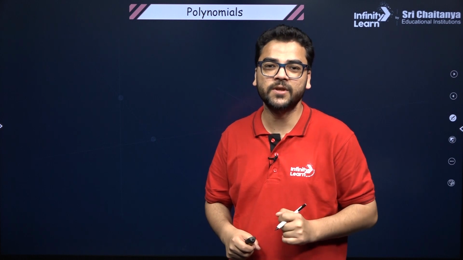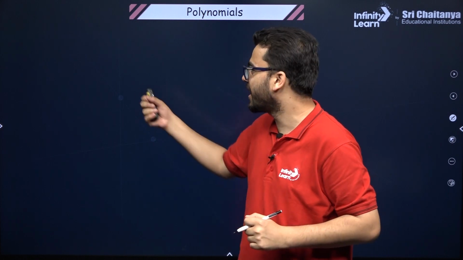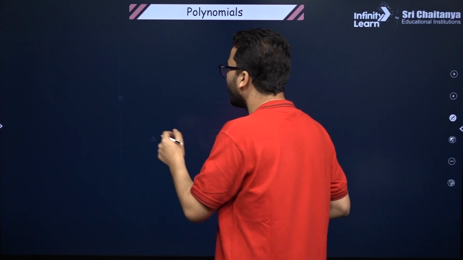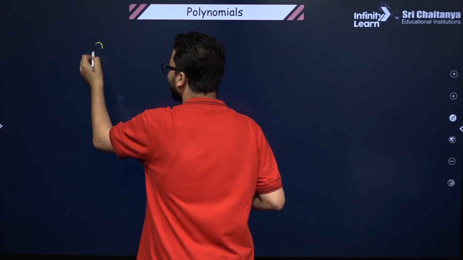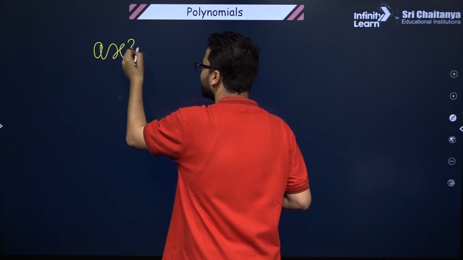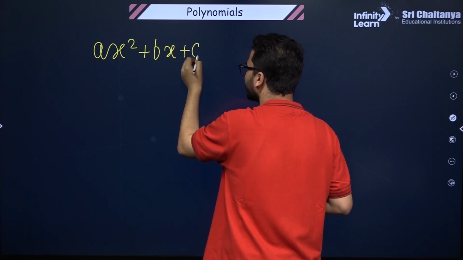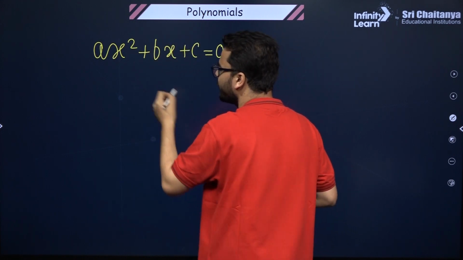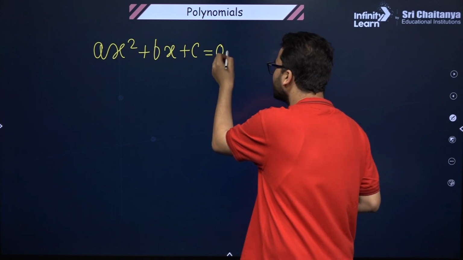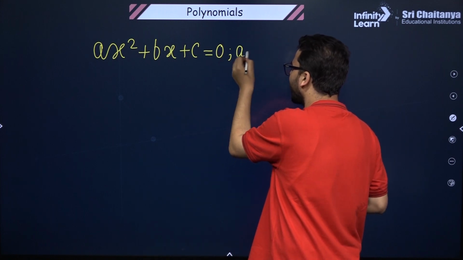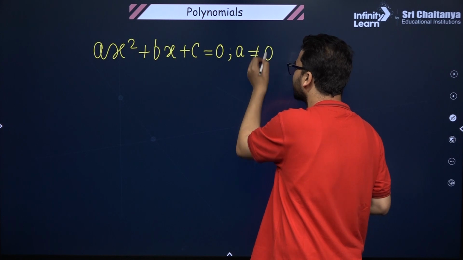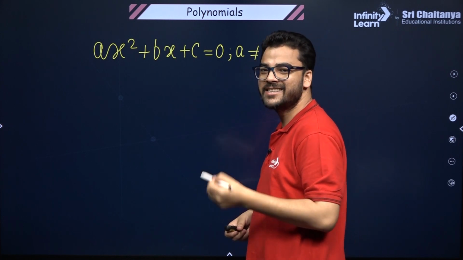Now we are going to do the formulae in polynomials. So let's start with it, guys. So basically in polynomials, you talk about quadratic polynomials. So the standard form of a quadratic polynomial is ax square plus bx plus c is equal to 0. And obviously a is not equal to 0, because in a quadratic polynomial, the coefficient of x square can never be equal to 0.